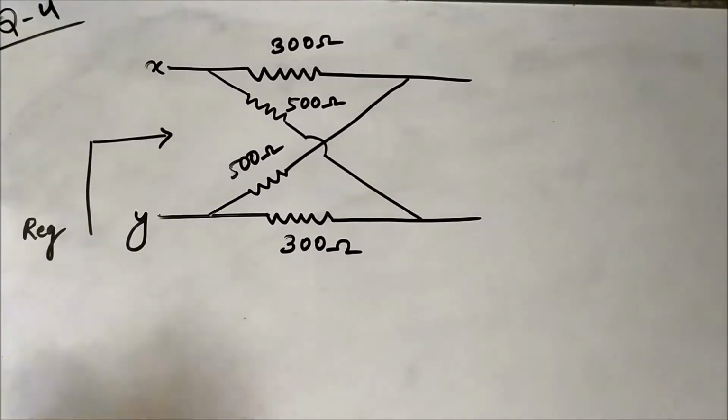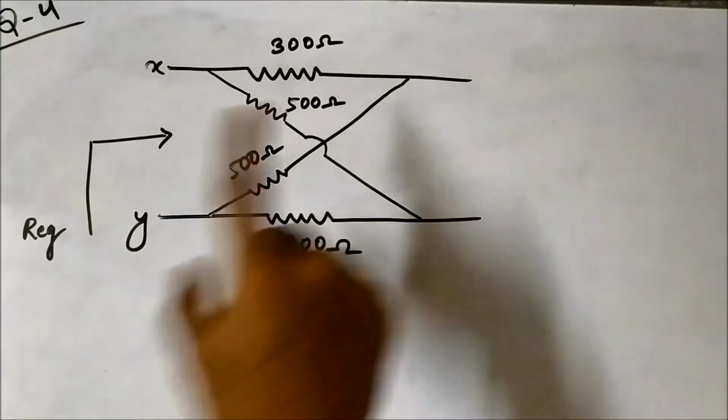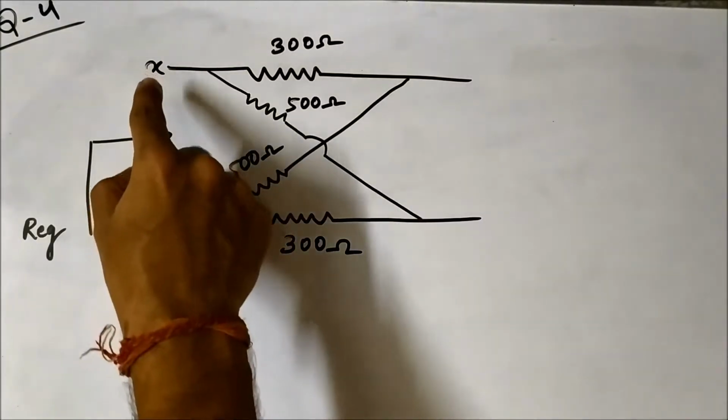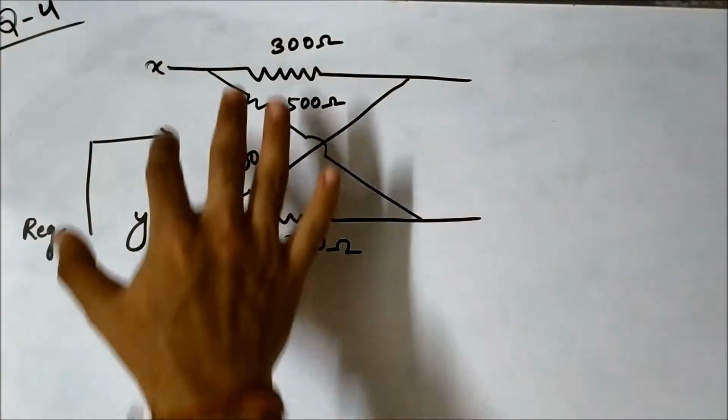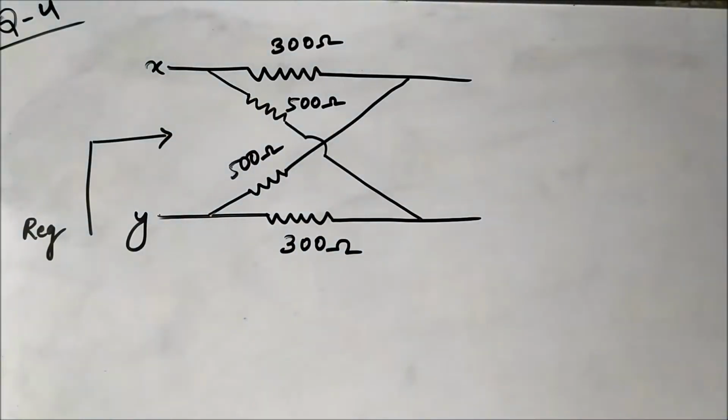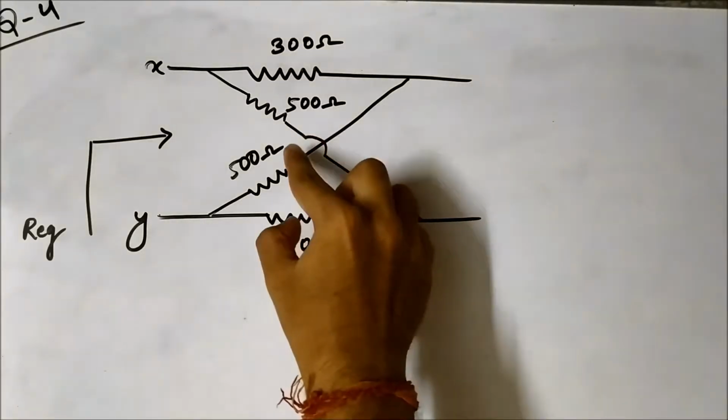So here is another question on the determination of equivalent resistance. This is the circuit across which you have to find the equivalent resistance across the points x and y. The important thing to take notice of here is this portion.